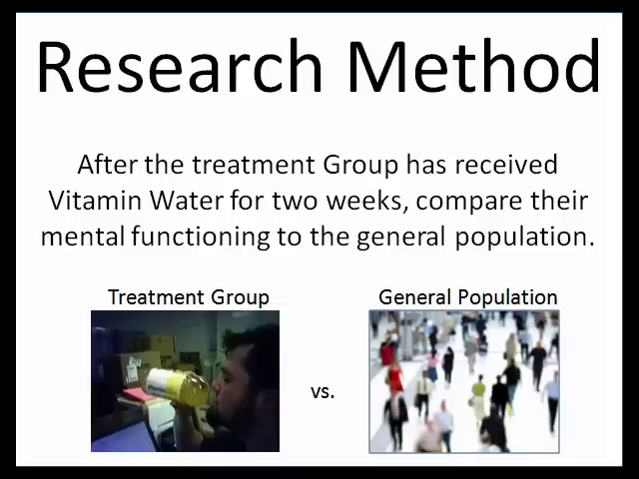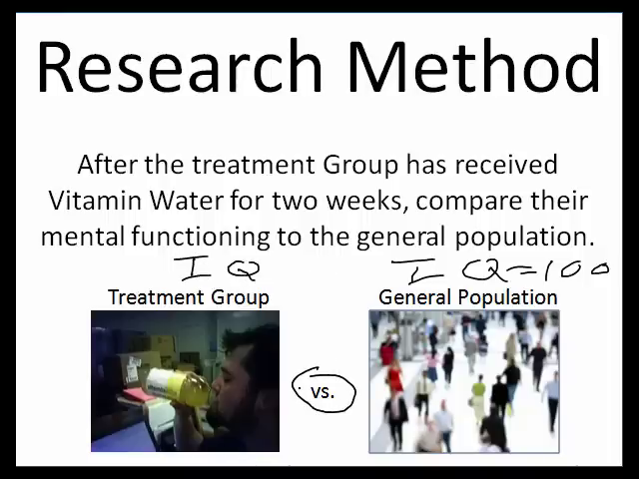For our research method, we're going to use a single sample and compare it to the general population. And this is possible because for the general population, we know that IQ is equal to 100. IQ tests are designed and standardized so that the average IQ is 100. So we know specifically what IQ should be in the population. Our treatment group will be selected from that general population. They'll be given 2 weeks of vitamin water, 24 ounces a day, after which we'll go ahead and compare their IQ to the general population. And we'll see if there's a difference.